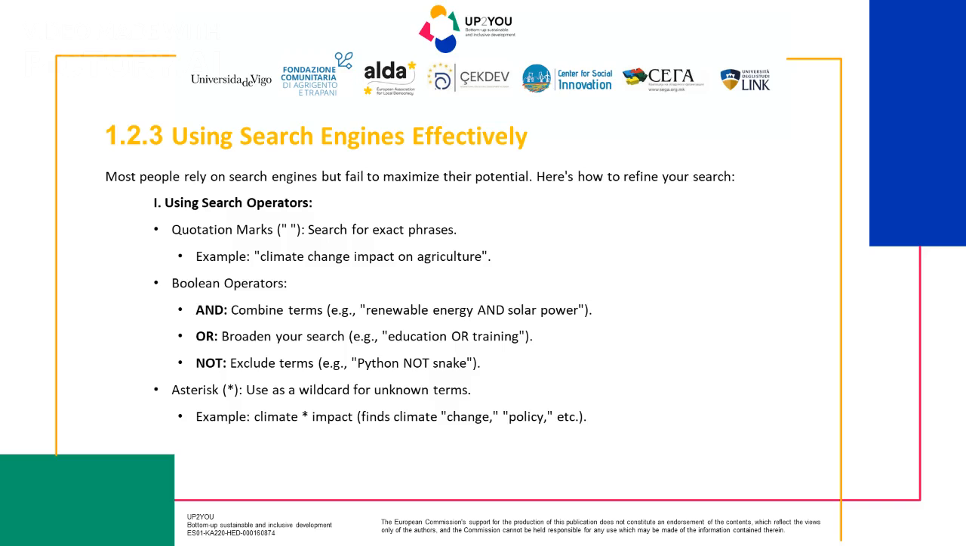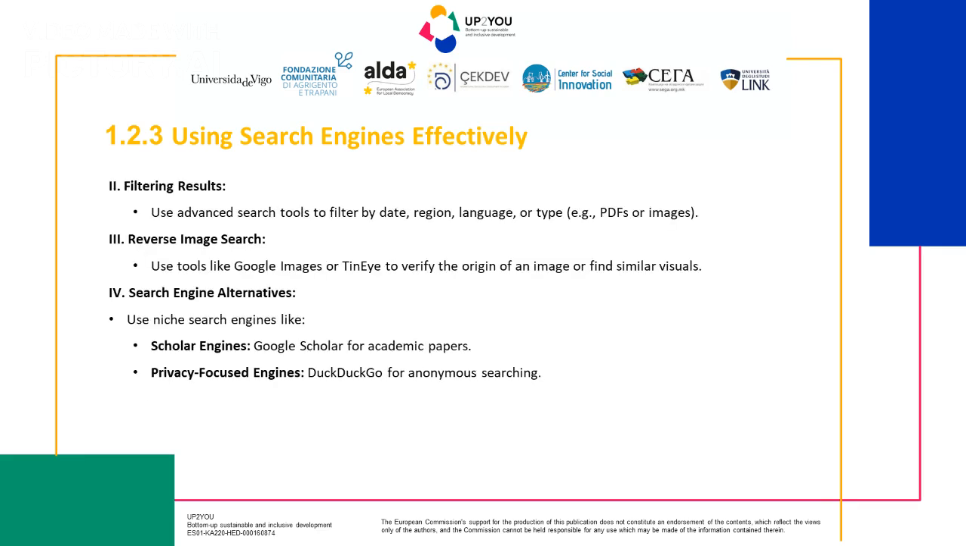Refine your search by using search operators like quotation marks for exact phrases, Boolean operators to combine or exclude terms, and asterisks as wildcards for unknown terms. Filter results by date, region, language, or type. Use reverse image search to verify the origin of an image or find similar visuals.